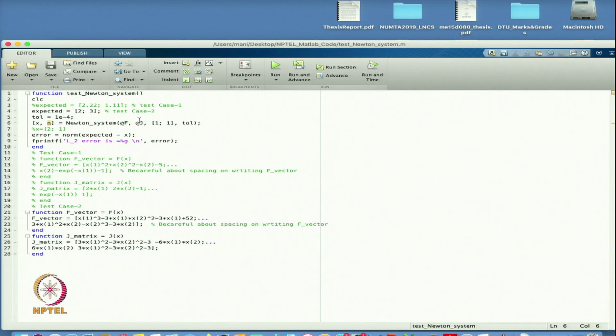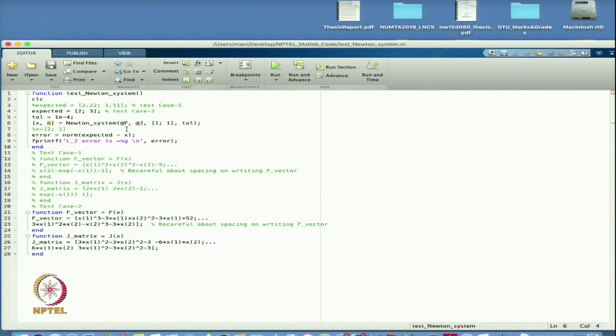So, this is the f, then the Jacobian. This is the initial approximation, that was the x here, and that is the tolerance we are passing. And then I am finding the error as a norm. So, norm means L2 norm: the expected value, whatever the root is there, minus whatever approximation we are getting. So, I am finding that error, and here I am printing the error. This is the function we are finding here.